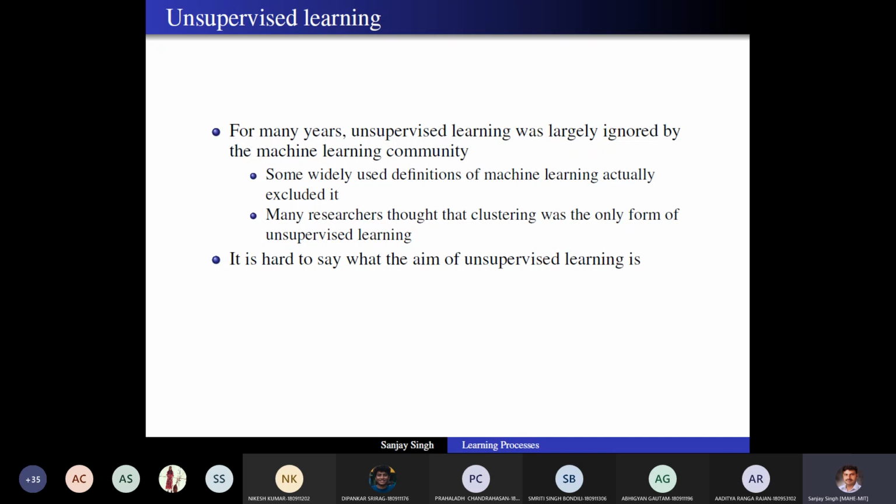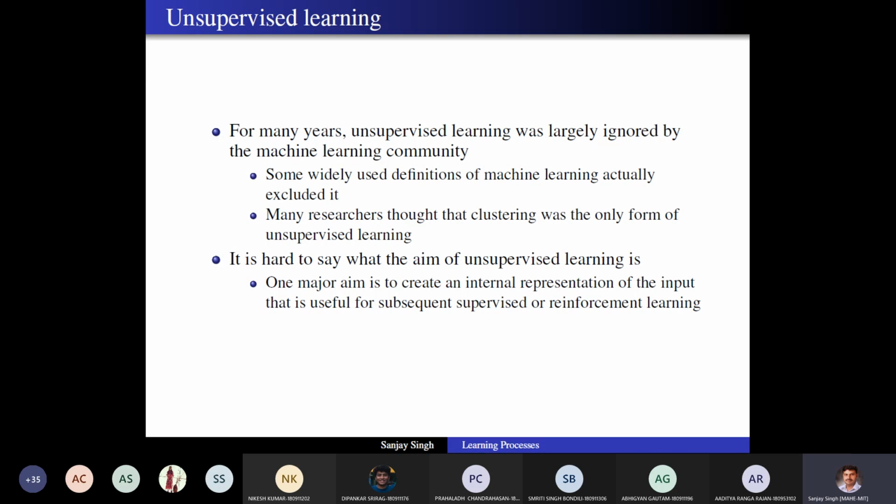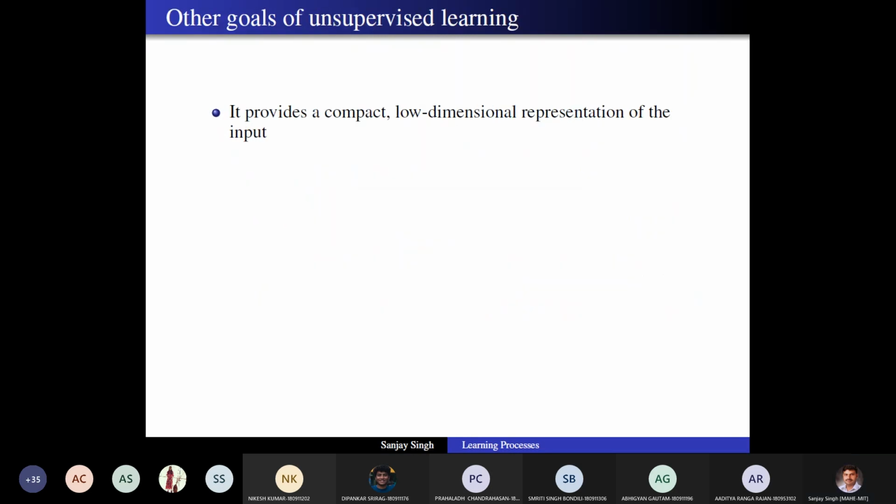Because there are many things we can talk about. One major aim is to create an internal representation of the input that is useful for subsequent supervised or reinforcement learning. Suppose the entire data is very complicated and not known to us. We find some sort of internal structure, so we pass it through some unsupervised learning algorithm. It will go for some sort of internal representation, then later we can apply supervised learning. This part we'll see in today's class only. Just hold on for some more time. Other goals of unsupervised learning can be that it provides a compact, low dimensional representation of the input.